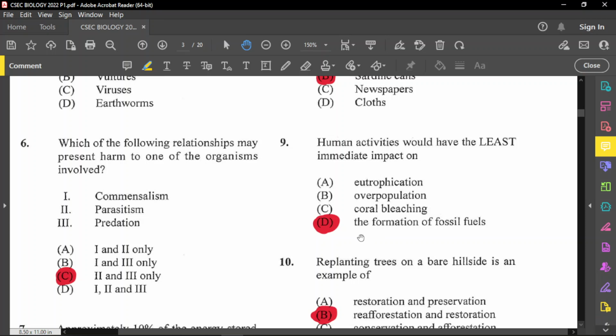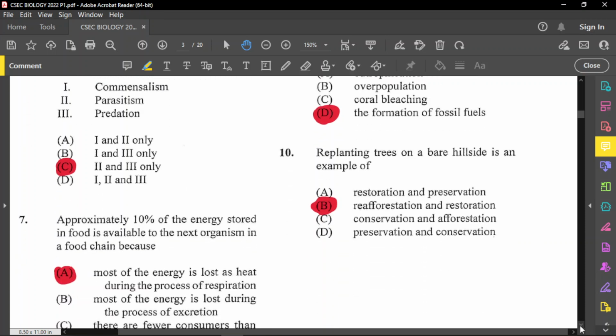All right? And so the easy answer, formation of fossil fuel. I mean, you have to die first, right? Before you can actually contribute to creating fossil fuel. And of course, formation of fossil fuels will take a very long period of time. All right? Hundreds and hundreds of years. All right, so question number 10 now.